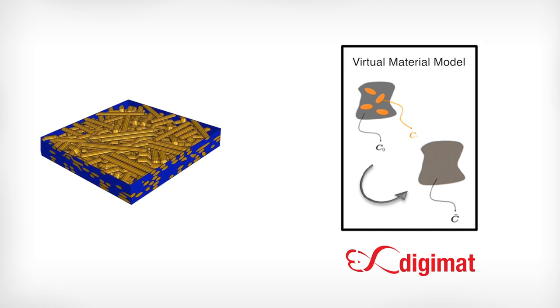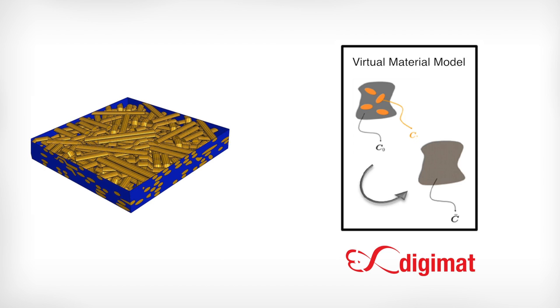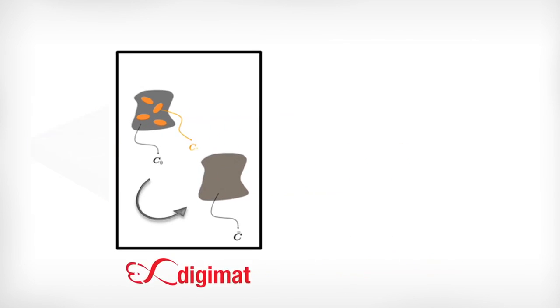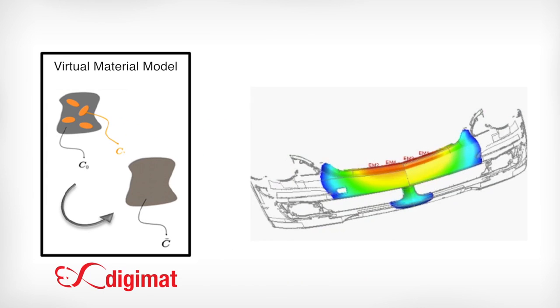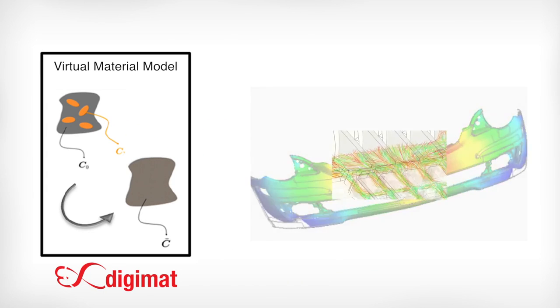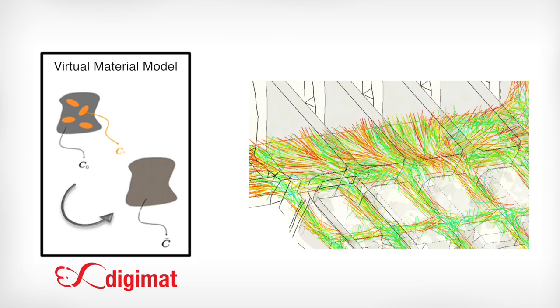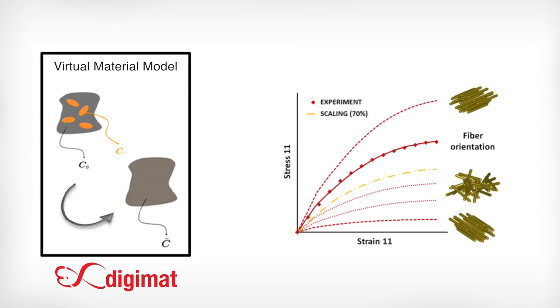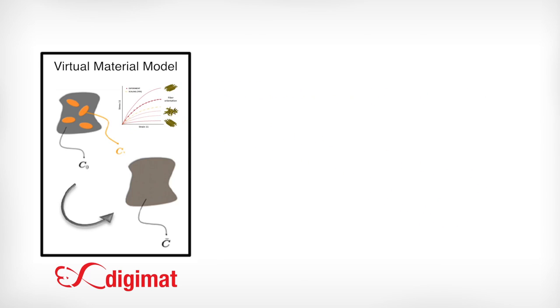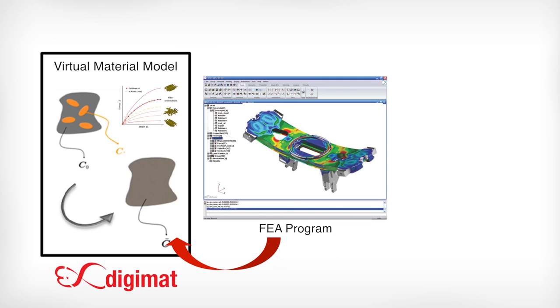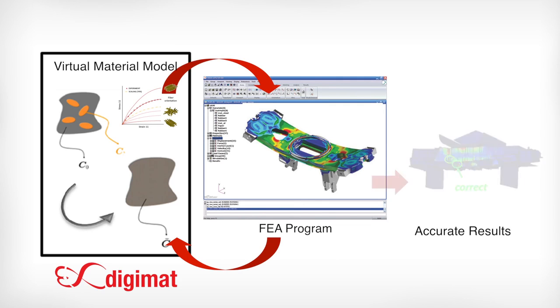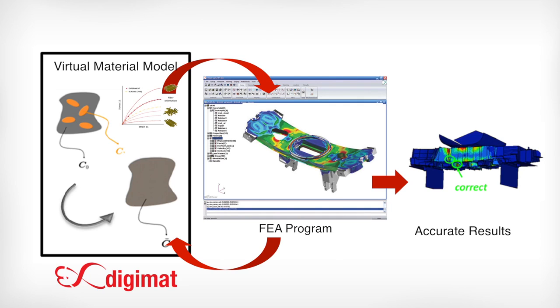The virtual material model takes into account the individual properties of the composite materials as well as the more dynamic variables produced during the actual manufacturing process, such as fiber orientation. By accounting for these factors, Digimat can now produce accurate information to your finite element analysis software. With Digimat in the loop, during the simulation process, the FEA program can utilize Digimat's virtual material model to create much more accurate models, along with more precise simulation.